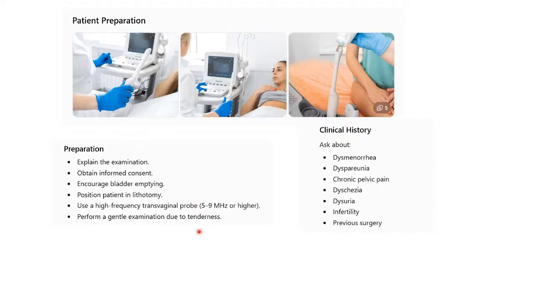So use a high frequency transvaginal probe, 5 to 9 megahertz or higher. Then perform a gentle examination due to tenderness. You know these patients, some of them will be feeling tenderness due to the endometriosis, so you must use a gentle examination. Then the clinical history of the patient: ask about dysmenorrhea, dyspareunia, chronic pelvic pain, dyschezia, dysuria, infertility, or previous surgery. You have to capture that history before and during the examination.